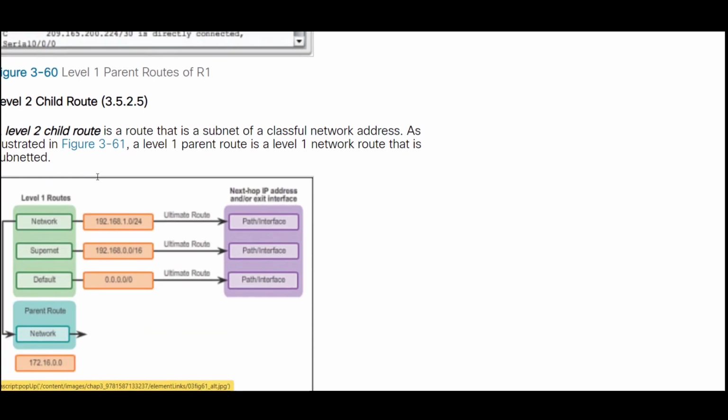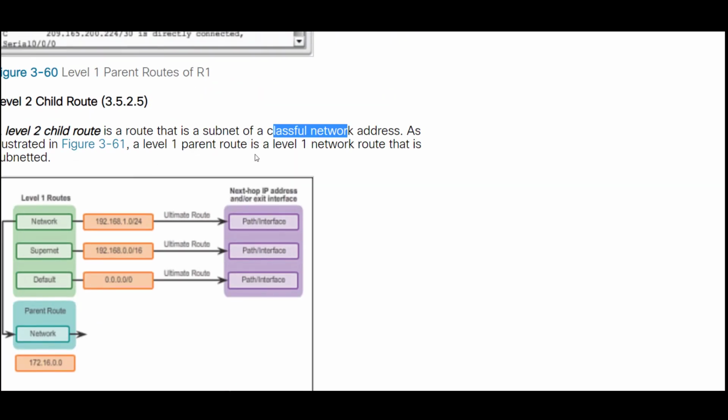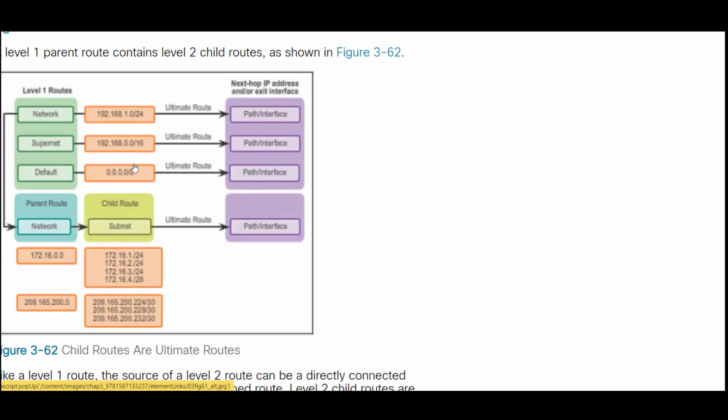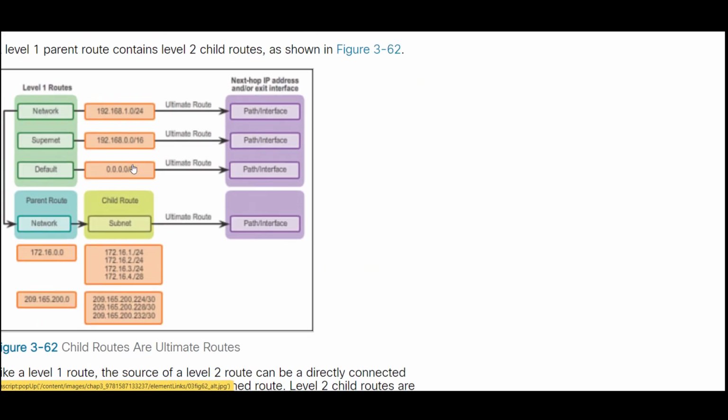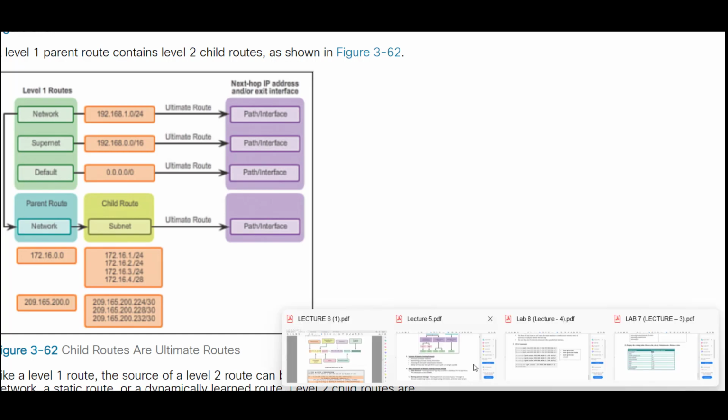So level 2 child root. What does this mean? This is a root that is a subnet of a classful network address, as illustrated in the figure. They are giving some figure, we will see it later. This is a level 1 parent root in a level 1 network that is subnetted. Now I will go for a level 1 child root example. Wait, let me show in our slide.